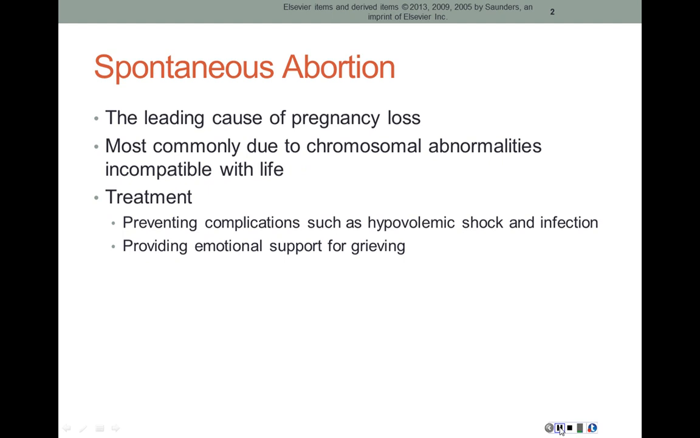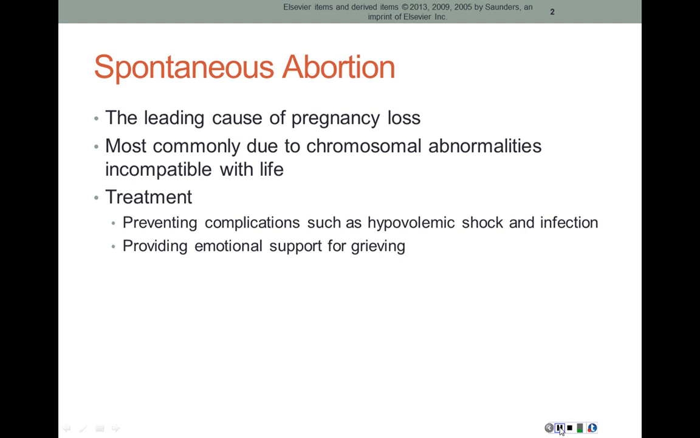So, one of the first complications we're going to talk about is spontaneous abortion, and this is just where the body rejects the fetus for some reason. It can be chromosomal, it can be metabolic, it can be a lot of reasons why the body decides to get rid of it. But, it does this usually before the fetus is viable. So the fetus would not be able to live outside of mom if it were born at that time.